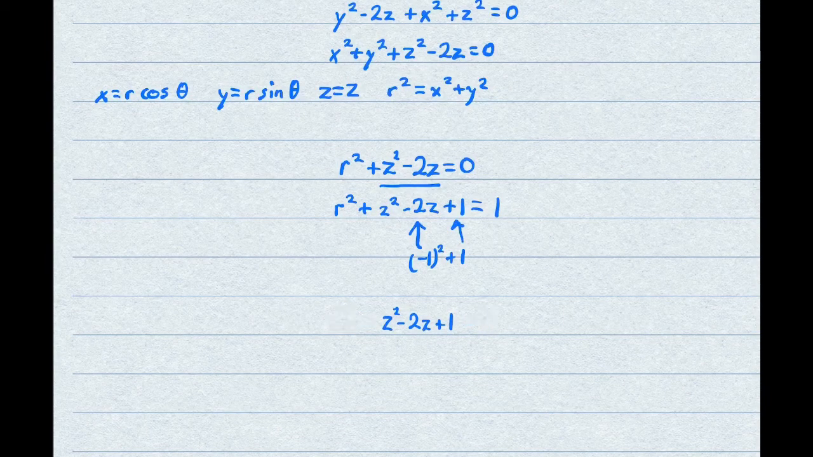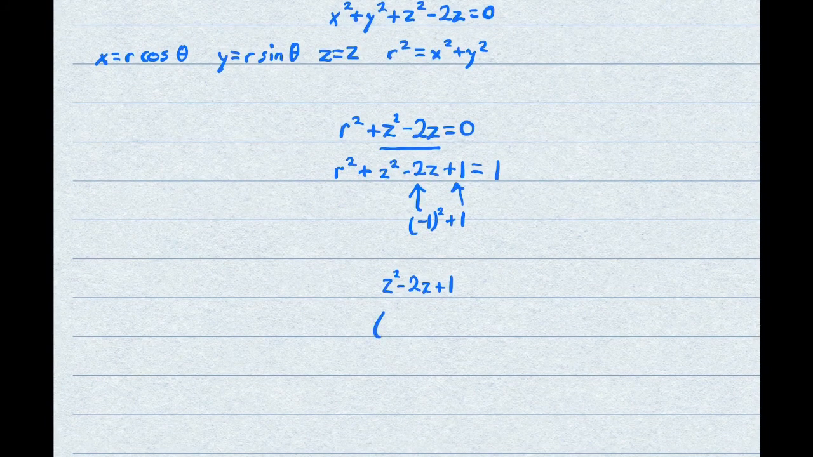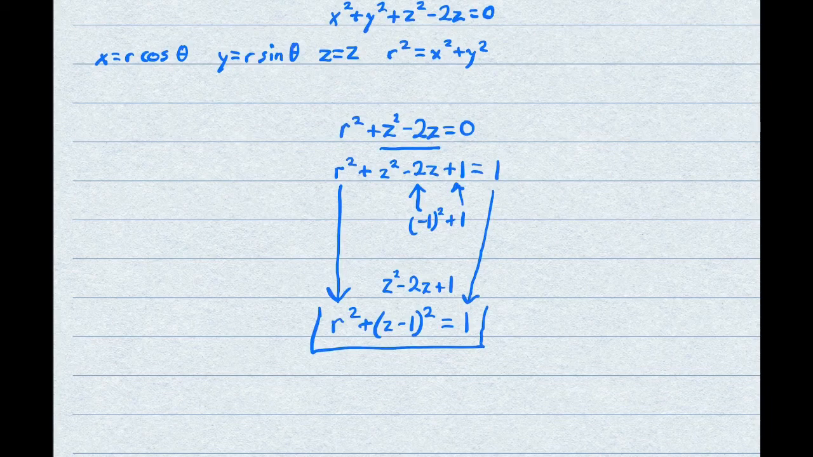Right now, let's go ahead and factor this out. This becomes z minus 1 squared. And now let's bring down everything else from before. So you've got your r squared plus z minus 1 parentheses squared, and then your 1. And now that's as far as you can go. So that's going to be your final answer here.